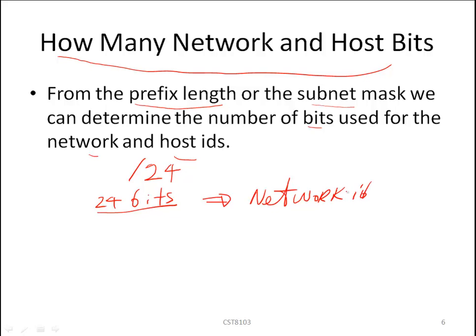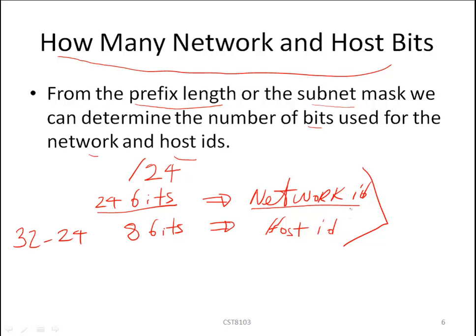Now, we know we have 32 bits. If we've used 24 for the network, how many bits do we have left? Well, we have 32 minus 24 gives us 8 bits. So we have 8 bits left for the host ID. Remember that within the same network, all hosts will have the same network ID. The only portion that will change, the portion that is unique, will be the host ID.